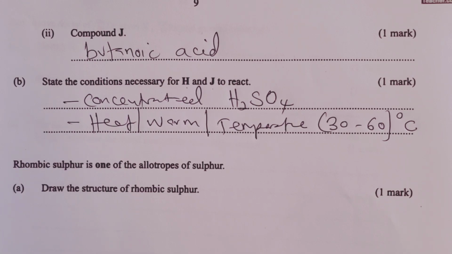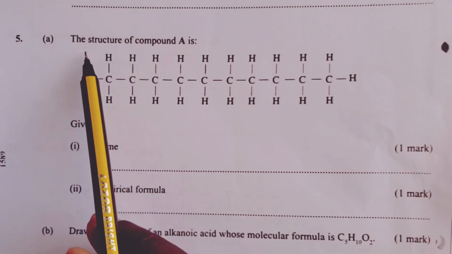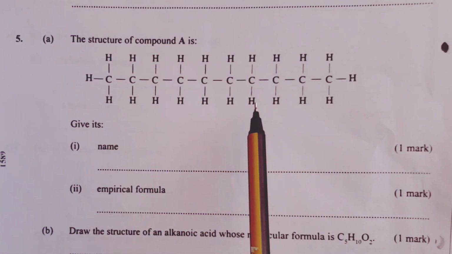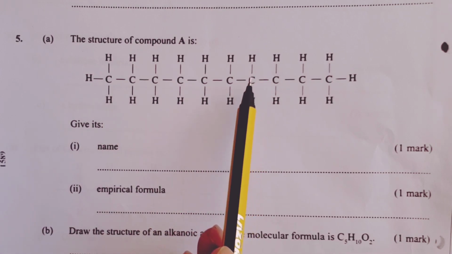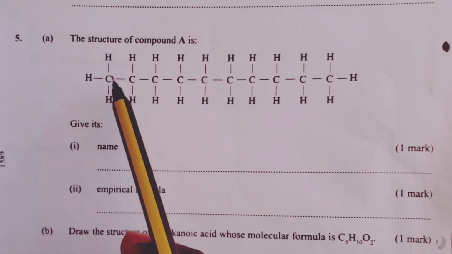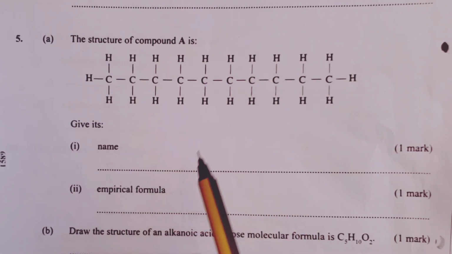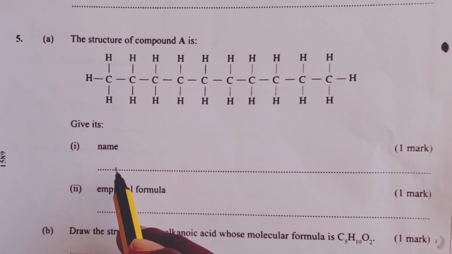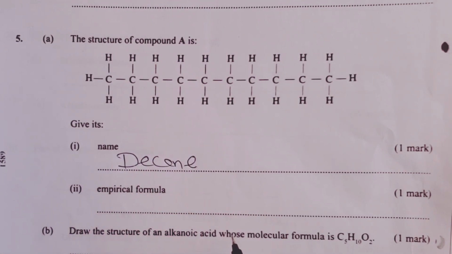We now move to the year 2022. Organic chemistry was tested in chemistry paper 1 as question number 5. Part A. The structure of compound A is as follows. We can see the carbons are linked by single covalent bonds, so this is an alkane. But how many carbons do we have? Let's count. 1, 2, 3, 4, 5, 6, 7, 8, 9, 10. So we've been asked to name that compound. It is an alkane with 10 carbon atoms, so the name is decane.